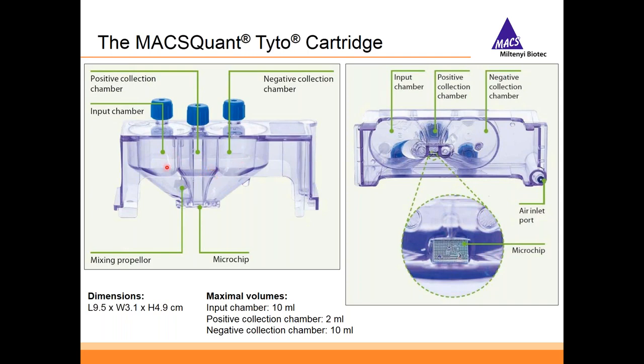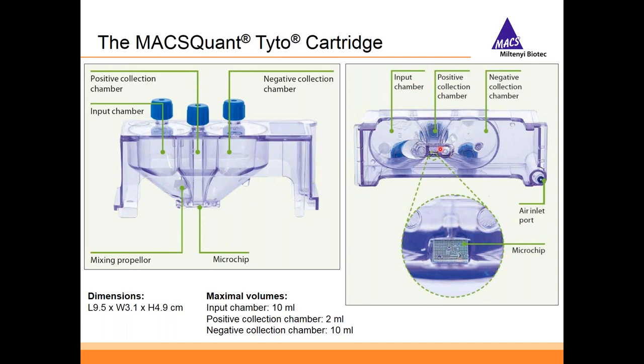We have volumes of 10 ml, 2 ml, and 10 ml. We have a mixing propeller here, which is magnetically driven in the input chamber, preventing the cells from settling down. At the bottom here, we find the microchip, where the cells are then running through from the input chamber, and then the sort decision is made whether they go into the positive or the negative collection chamber.